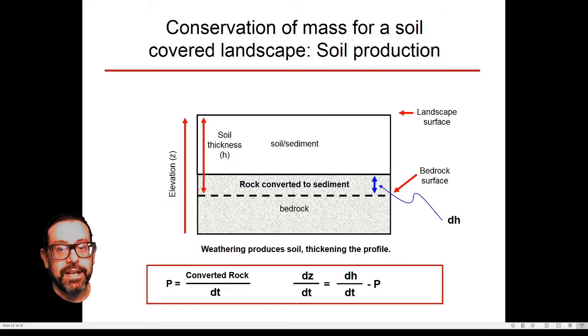Now, we're interested in how the landscape surface is going to change here. And the truth is, in this particular situation, the change in soil thickness with respect to time is exactly equal to the soil production rate, and what's happening beneath the landscape surface doesn't have much effect on what's happening to the surface of the landscape. What's happening at that bedrock interface is not affecting the surface of the landscape in this diagram I've shown here.